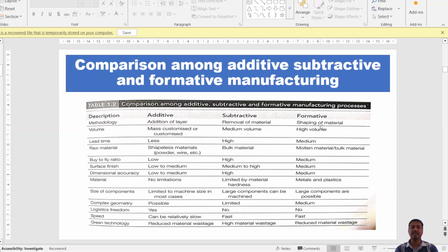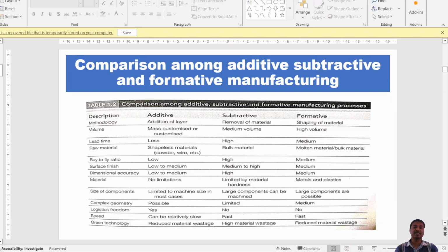Logistic freedom: we can move the additive manufacturing machine easily, that is yes. Subtractive, no. Formative, no. Speed: machining speed can be relatively slow in additive manufacturing. Subtractive, fast. Formative is fast. Green technology: additive manufacturing reduces material wastage, so this is green technology. Subtractive, high material wastage. Formative, reduced material wastage. So these are the basic comparison among additive, subtractive and formative manufacturing.